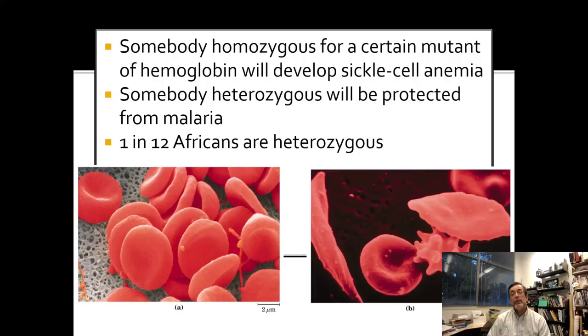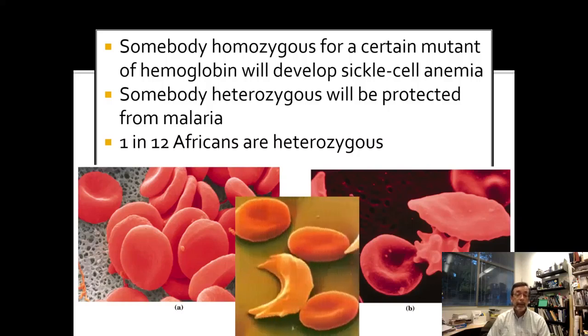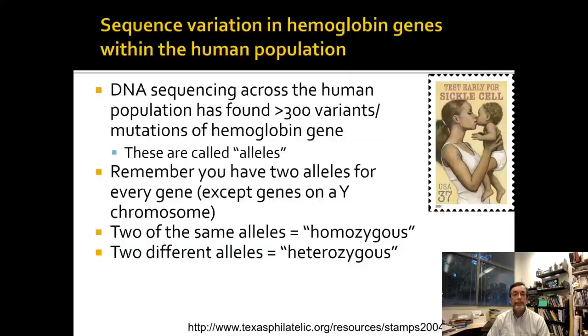And it turns out that 1 in 12 Africans are heterozygous. Well, if you do the math, if 1 in 12 are heterozygous, that means 1 in 144 are going to be homozygous. And that is the case. About 1 in 100 to 200 people will have sickle cell anemia in Africa. And that was something that the doctors that I know in Africa, you need to know how to deal with this. So sickle cell is a disease that affects the African American population more. If you're an American doctor, you need to know about it.